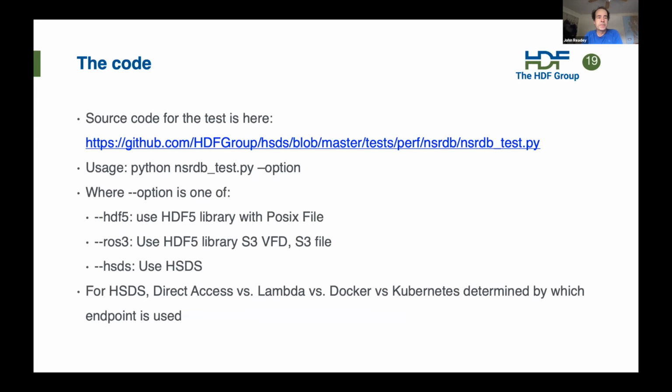The code you can find here. So it's one test case that can run either in library mode or with S3 VFD or with HSDS. And for HSDS, it can use direct access or Lambda or Docker or Kubernetes.